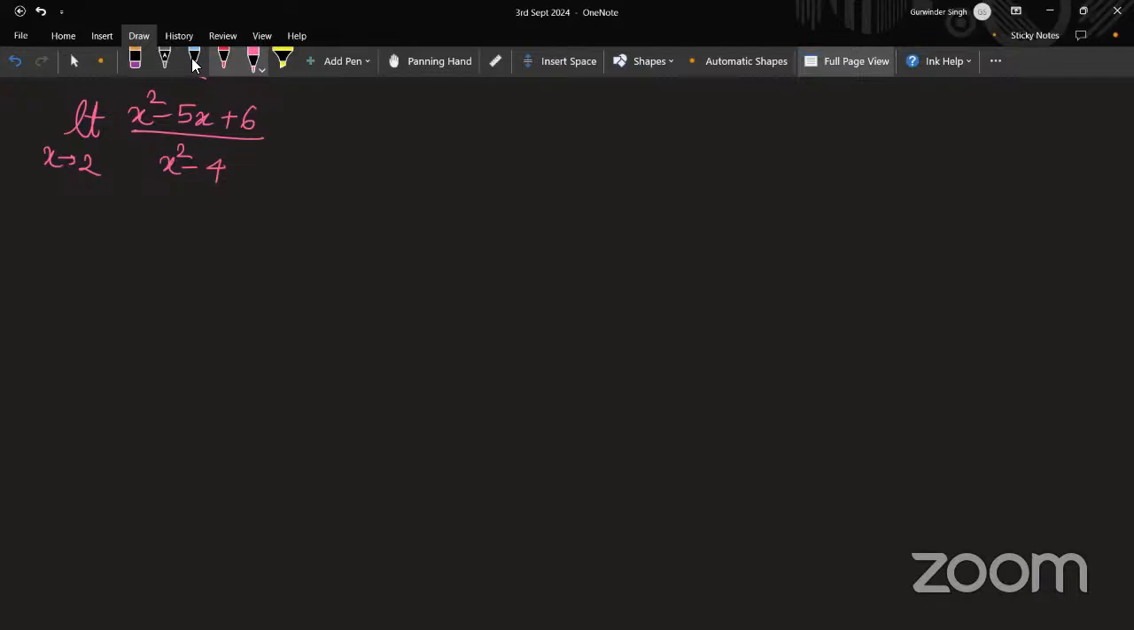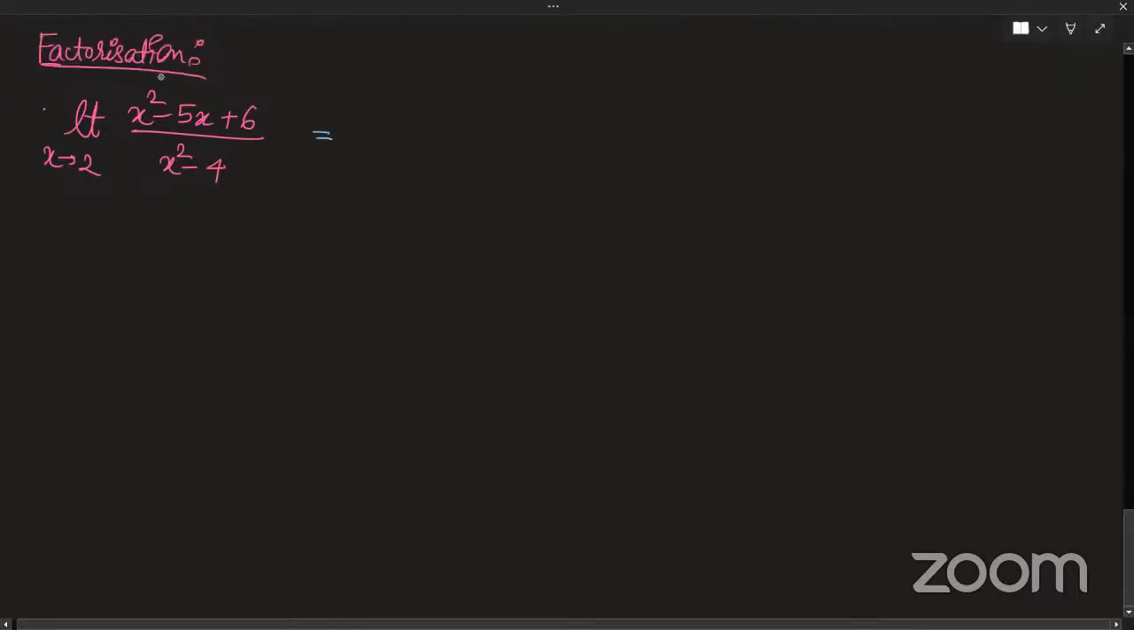Okay. So just looking at the first example, I have limit x tends to 2, x square minus 5x plus 6. For the ones who have attended the previous classes, they might be knowing this, I guess. Right, everyone? We have done such questions in the immediately first class. Okay. So how do you factorize the numerator and the denominator?